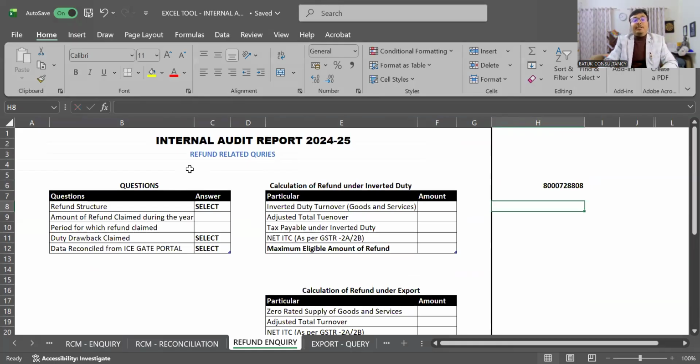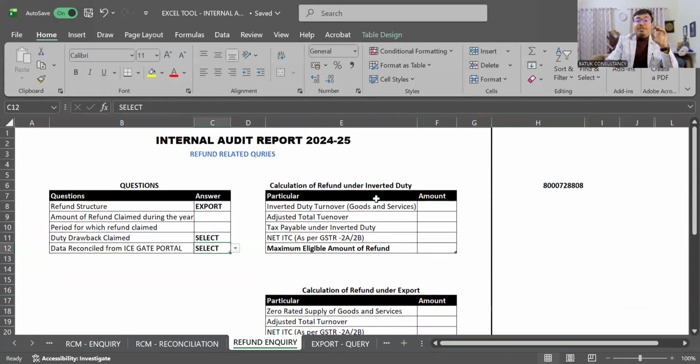So next, refund related queries. Suppose during the particular financial year or period for which we are going for the internal audit, any refund has been claimed, then we need to select the structure of refund, whether the refund is under inverted duty structure or under export. The amount of refund we need to highlight, and the period for which you have claimed the refund. Duty drawback, if any claimed, you can easily find the amount through the financial statement. And as we all know, if the duty drawback has been claimed, then the taxpayer will not be eligible to file a refund application in case of export. Data reconciled from the ICEGATE portal, that also we need to ensure.